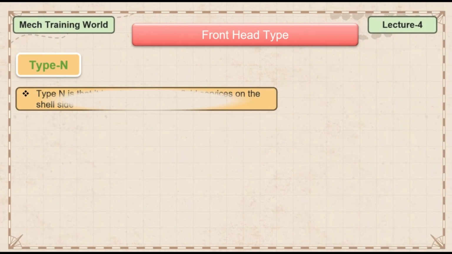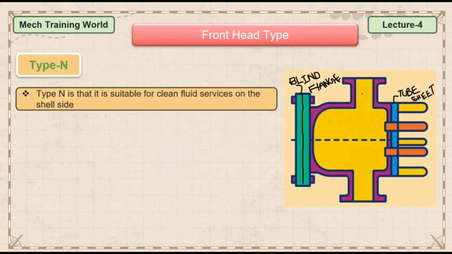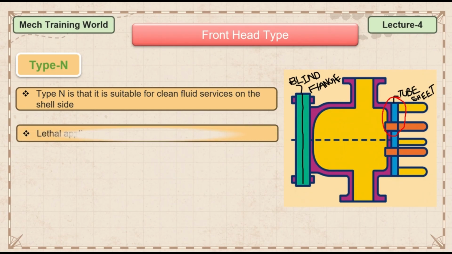The biggest advantage of type N is that it is suitable for clean fluid services on the shell side. I will explain here in the diagram. This is the channel. The channel is bolted to the blind flange at the left side, and this channel is welded to the tube sheet at the other side. So it is like type C, but here the difference is that this tube sheet is welded to the shell side as well. Due to this design, we can use this type N front head in lethal services. I hope now you are getting my point. So it can be used for lethal services.